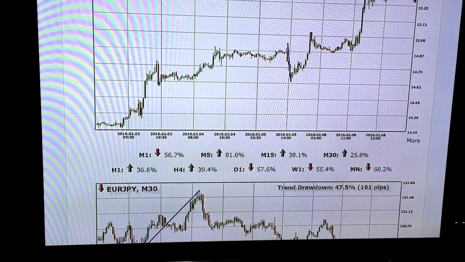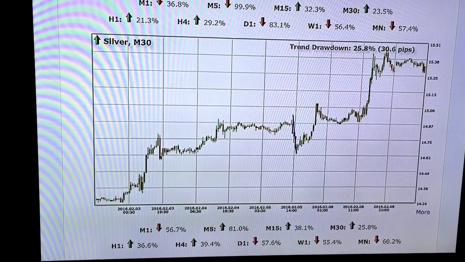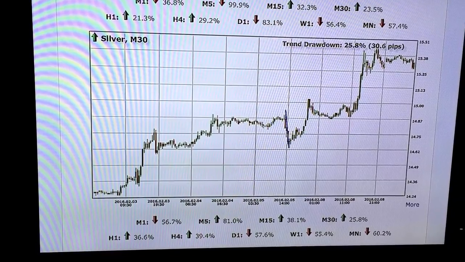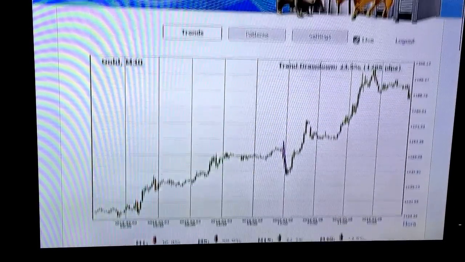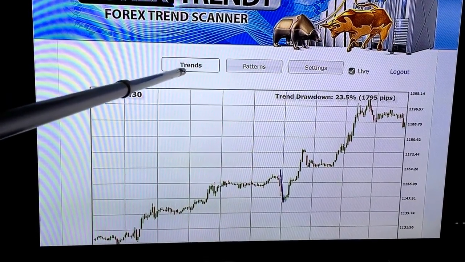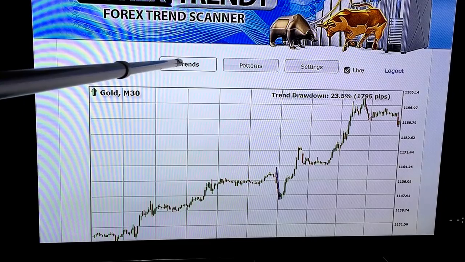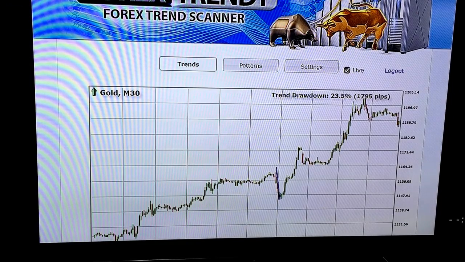Apart from showing you the trend, it shows you some patterns. Let's go to patterns. There are different kinds of buttons here. You see trend. If you want to see the trend, you push the trend. If you want to go to patterns, you push the patterns button. I'm going to push it now. Patterns, I push it.